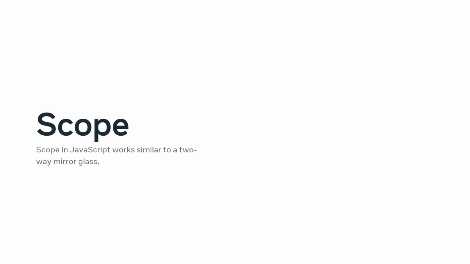A nice way to think about how scope works in JavaScript is a two-way mirror glass. This is a piece of glass where only one side is transparent. For example, if a restaurant uses two-way glass, people outside the restaurant can't see what's happening inside, but the people inside can see what is happening outside. The process is similar to how scope works in JavaScript.